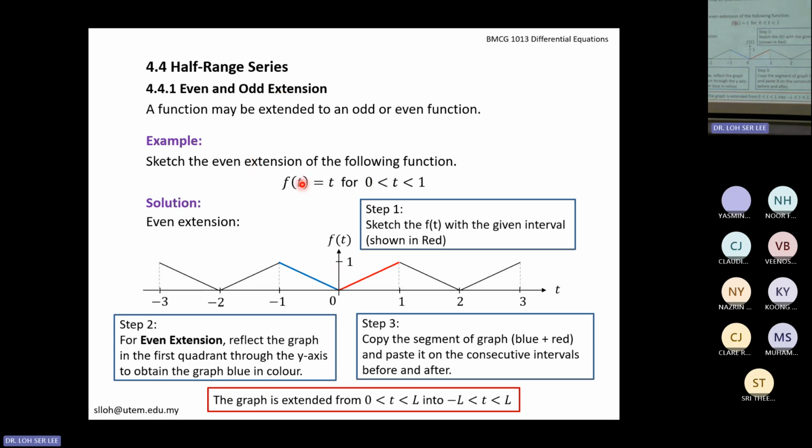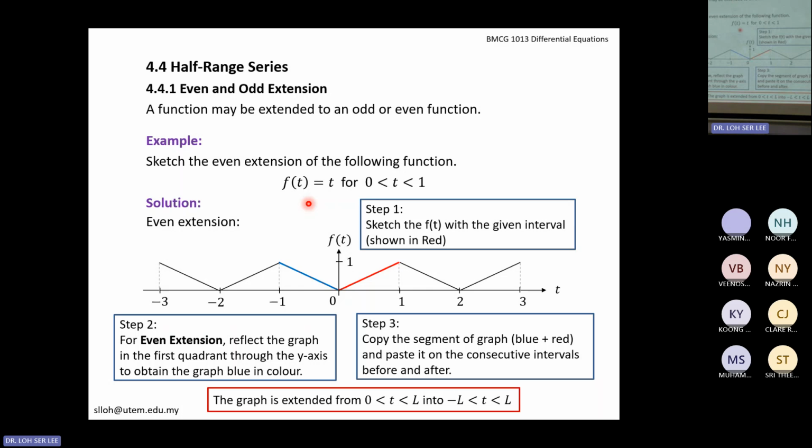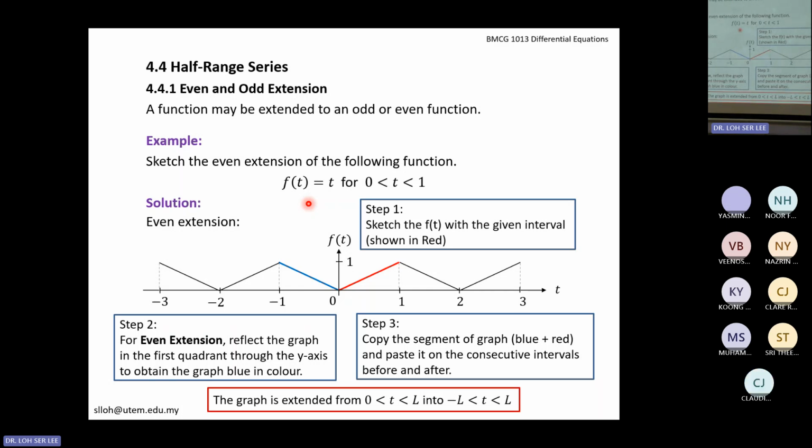For example, when you are given this function, f(t) equals t from 0 up to 1, the one in red is the graph. But this function is defined in half range. The one in full range is negative L to L or from 0 to 2L, but this one is from 0 up to L only.